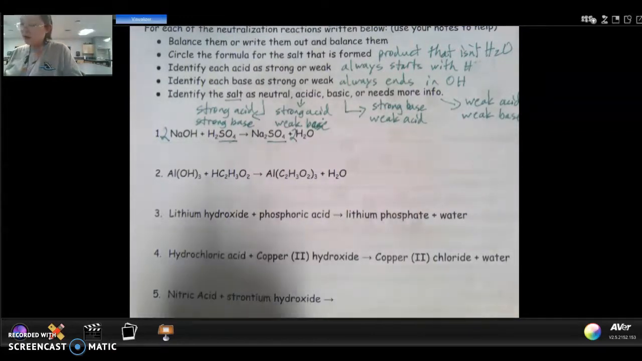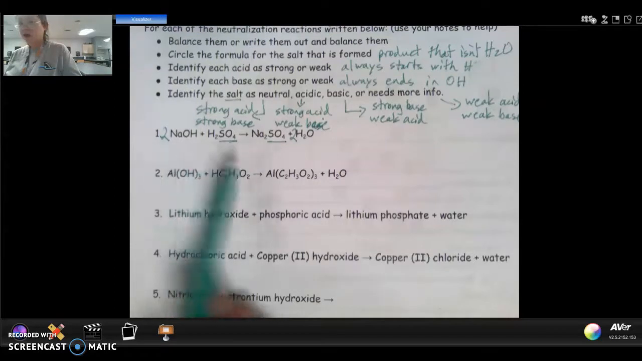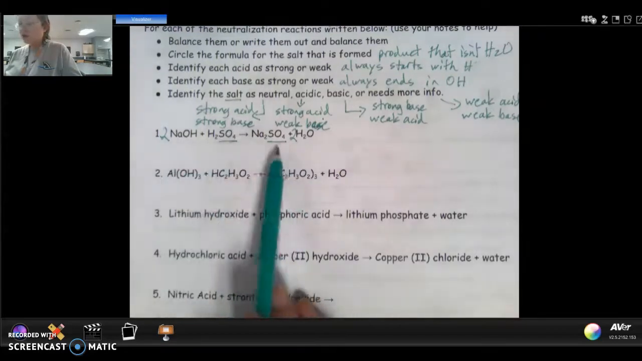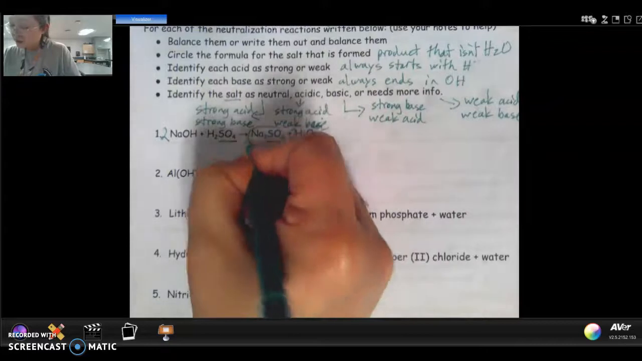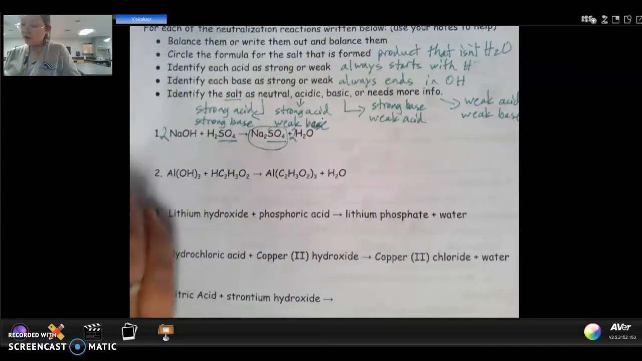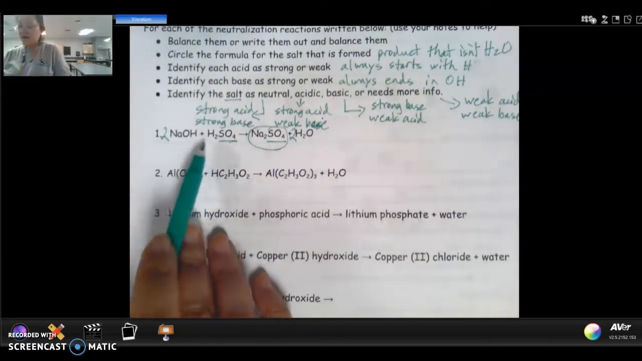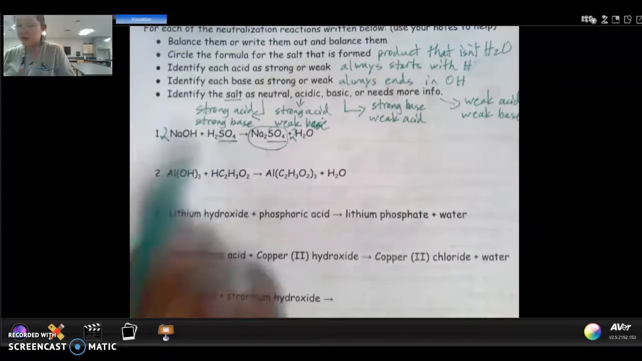Second thing, we have to figure out which one is the salt. So we already know we're going to have an acid reacting with the base as our reactants. So our product that is not water is this. So that is the salt. Then we got to figure out if this acid, and I know it's acid because it's got an H in front, if that acid is strong or weak.